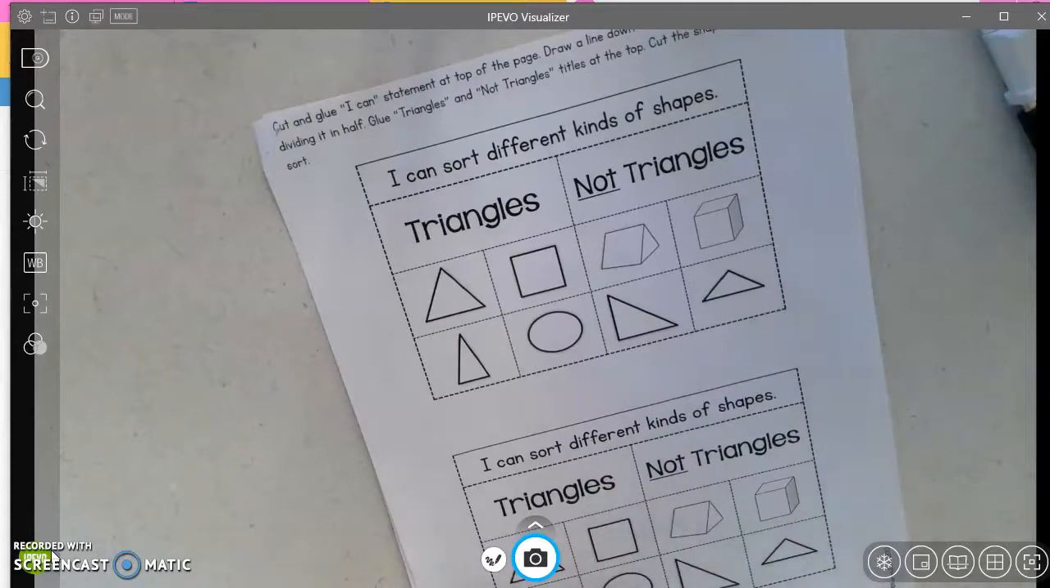Okay? Go ahead and practice this. I know that you guys are so super smart and you guys will do a great job. Have fun sorting your shapes and learning all about triangles.